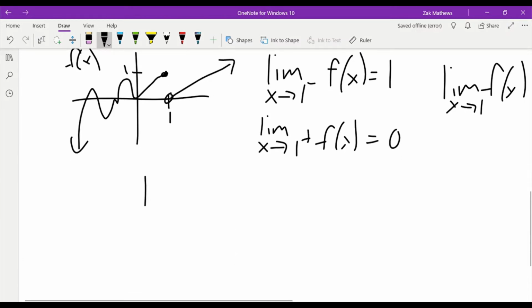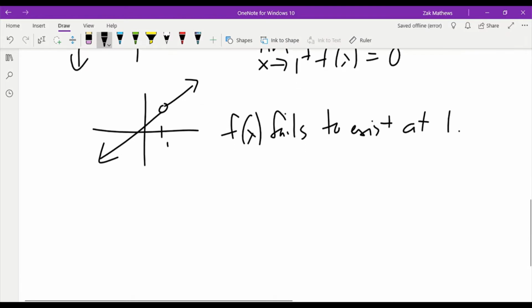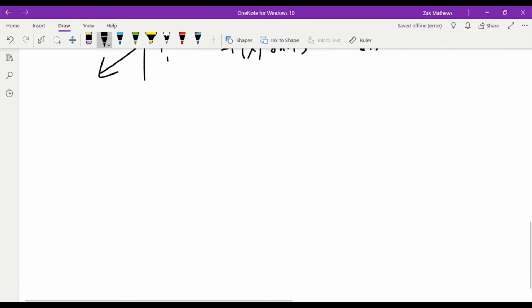Of course, if a function value fails to exist, so maybe we just have a hole, we could just say f of x fails to exist at 1. So let's look at some equations. Let's get into the algebraic side of things. So let's take the function 3x squared minus 2.